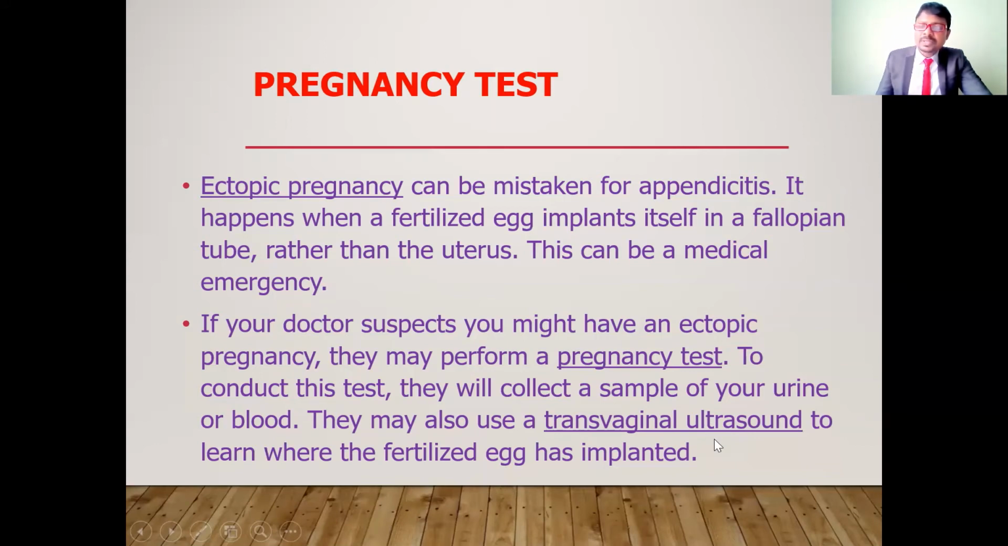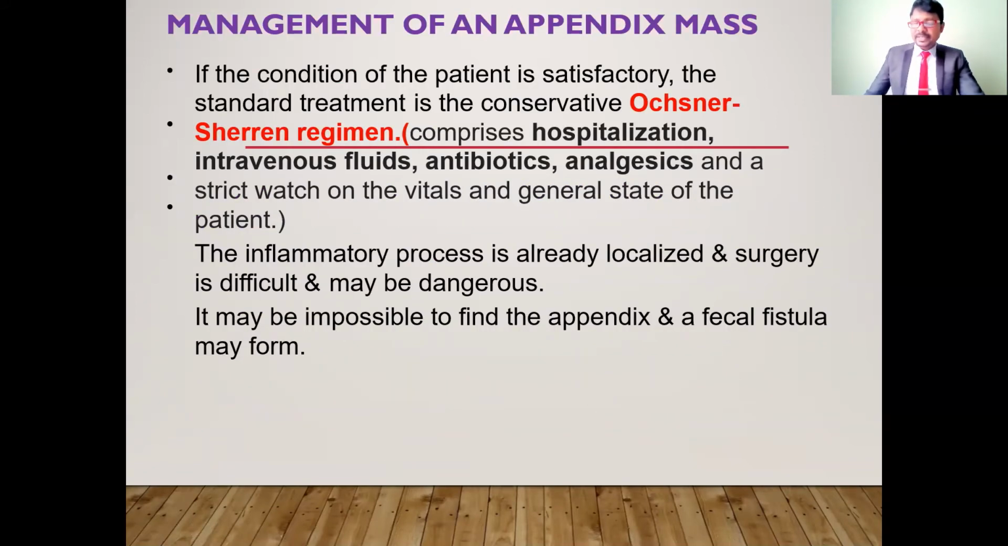The ultrasound scan is done through the vagina, so they can find where exactly the fetus has implanted. Is it in the fallopian tube or in the uterus? So with this transvaginal ultrasound, we can find the exact location of the fetus implant. So that is the pregnancy test to identify the ectopic pregnancy.